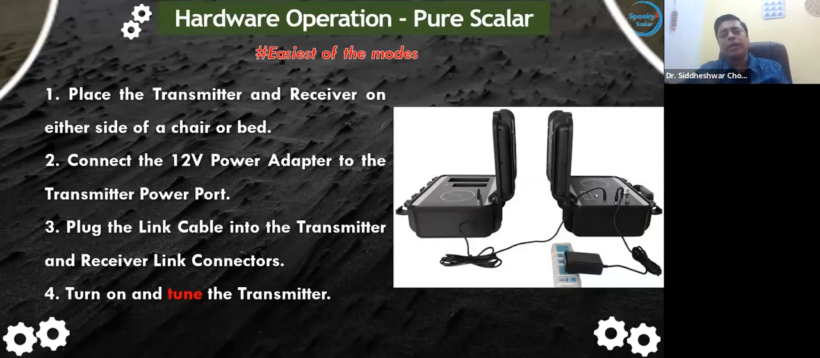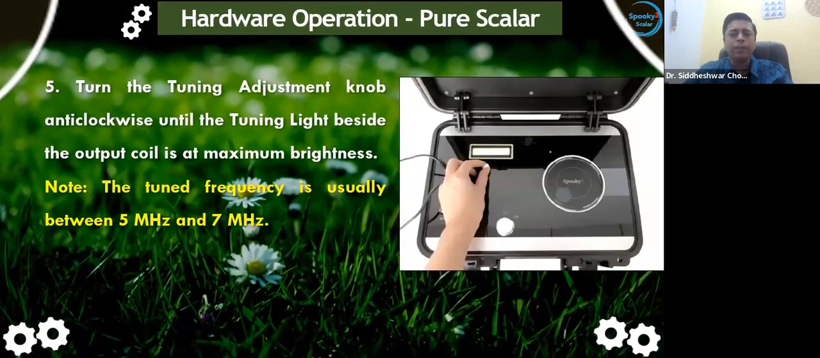Now connect your power adapter to the power port of the scalar unit, the transmitter unit, and then connect the link cable to the link port on the transmitter and receiver. So you see the connections are minimal here. Now you can turn on the device and tune the scalar field. We will get into the tuning shortly.